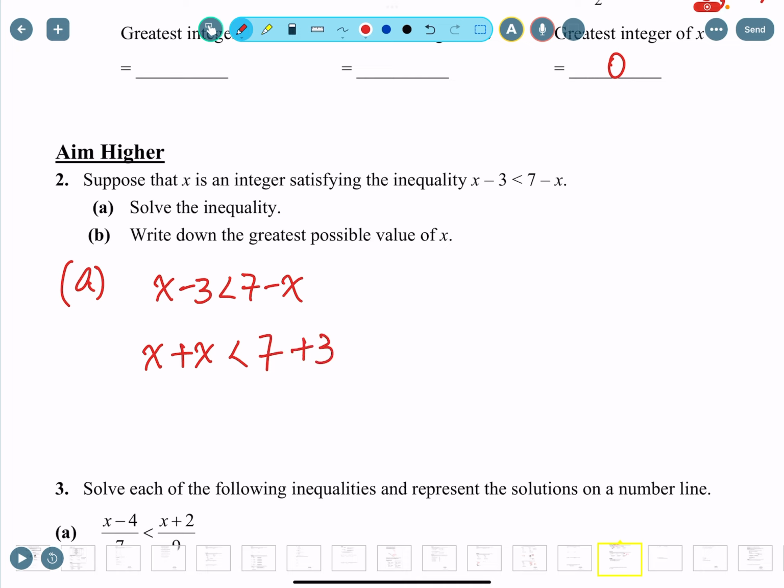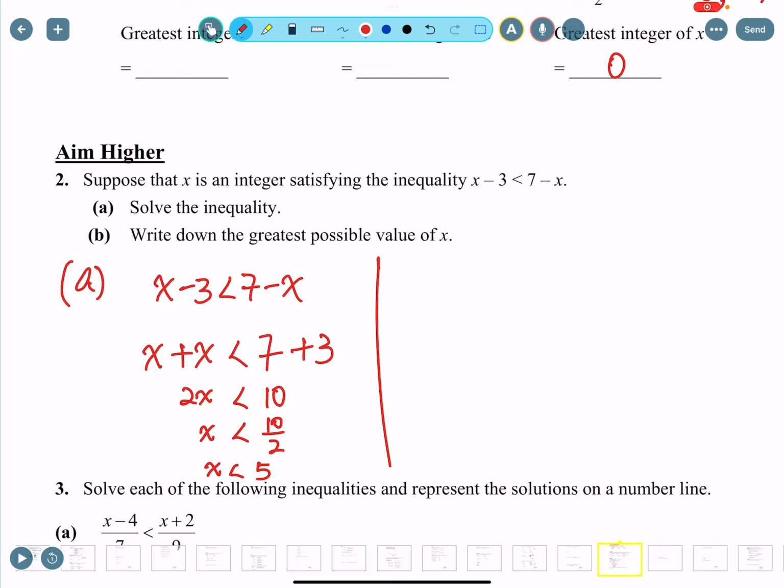So x plus x is 2x. 7 plus 3 is 10. Next, we're gonna divide 2, right? 10 divided by 2. And finally, you have 5. You don't need to draw the representation. They didn't ask you. So try to pay attention to the question. If they say solve the inequality, that's all you have to do.